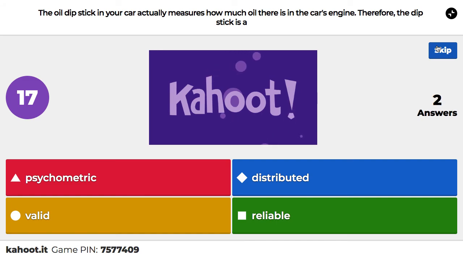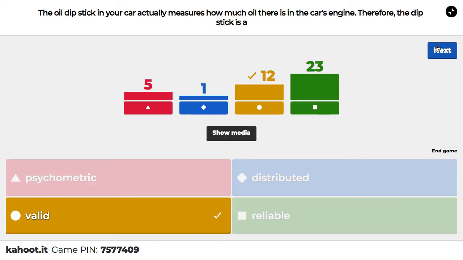Ignore the A. Okay, it's valid. So when you see something like it actually measures how much oil there is, that's going to be valid.